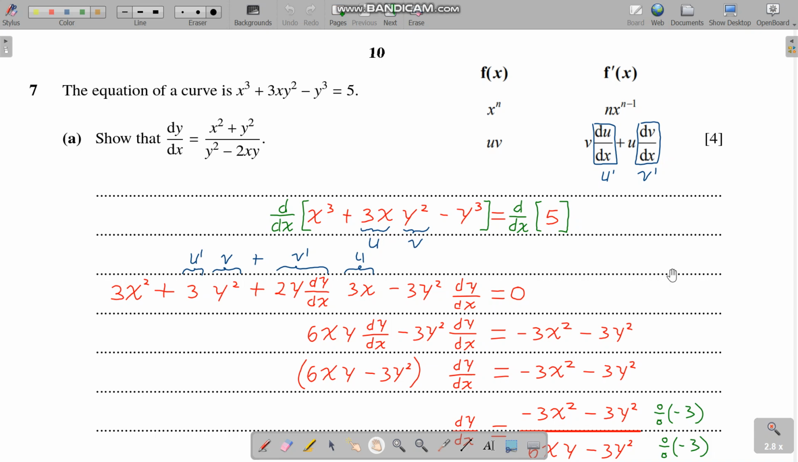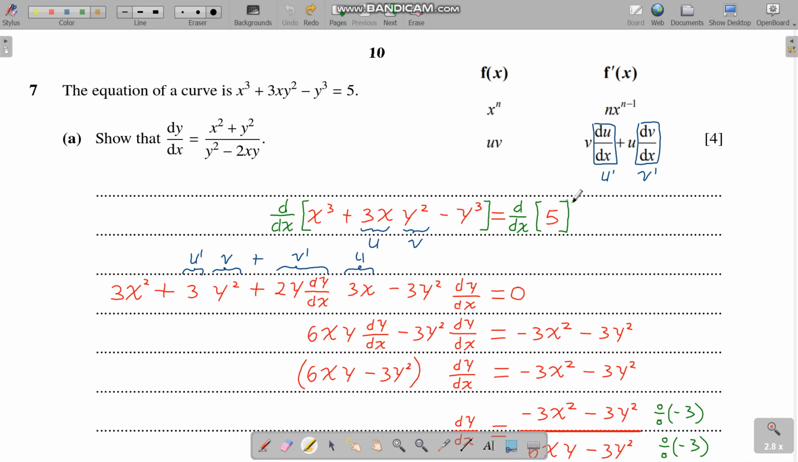The equation of the curve is given, and we need to find dy/dx. Usually we can express equations explicitly as y equals something. In this case we cannot, so we cannot use explicit differentiation. We have to use implicit differentiation, which means we differentiate both sides with respect to x.